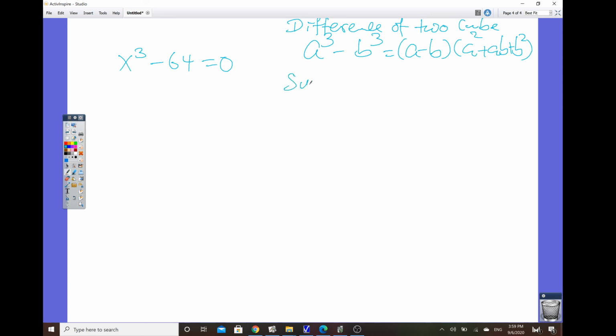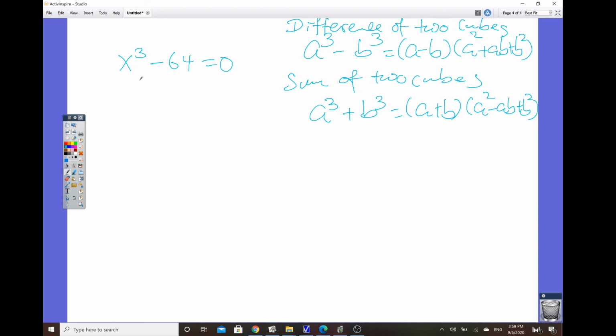And then the other one is called the sum of two cubes. So it's quite similar to the first one. It's a cubed plus b cubed. So once you expand it, it's a plus b times the quantity of a squared minus ab plus b squared.